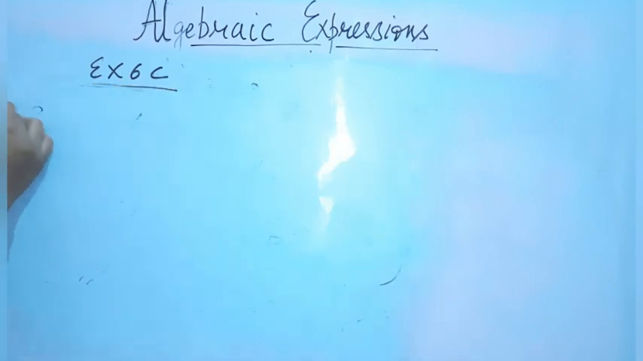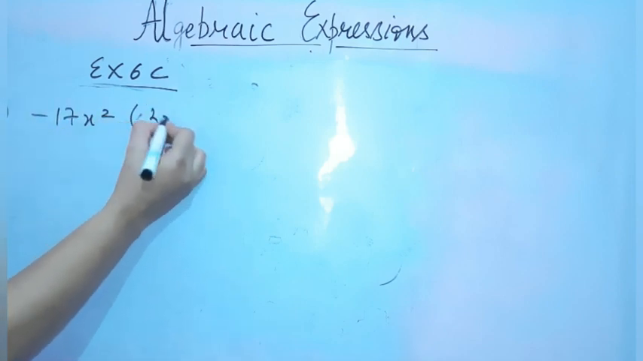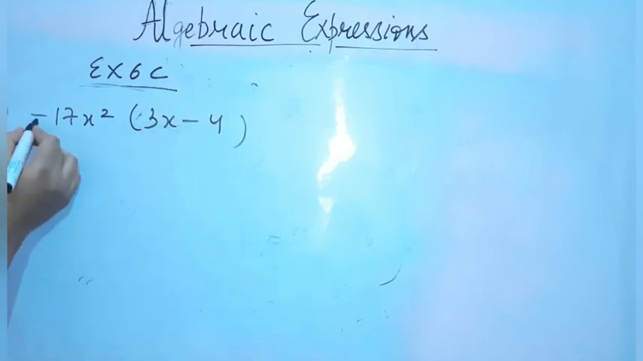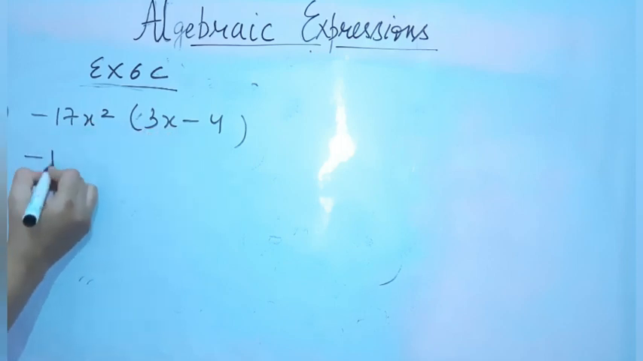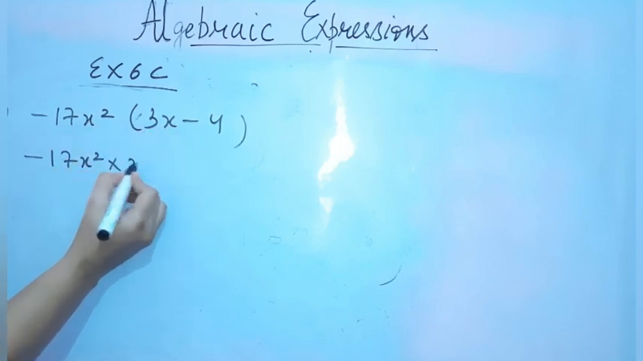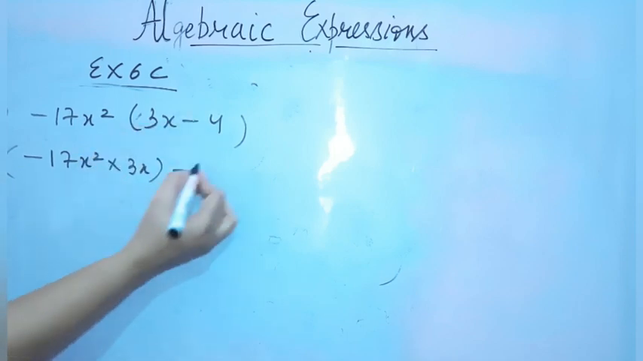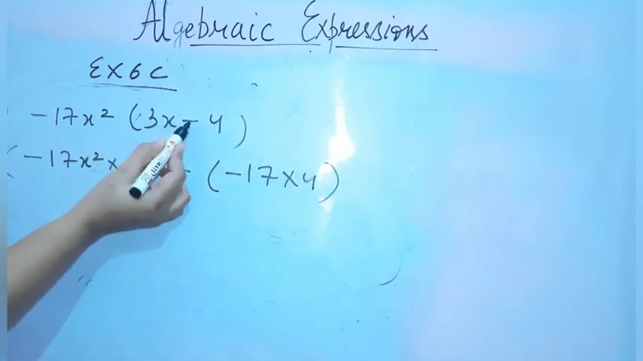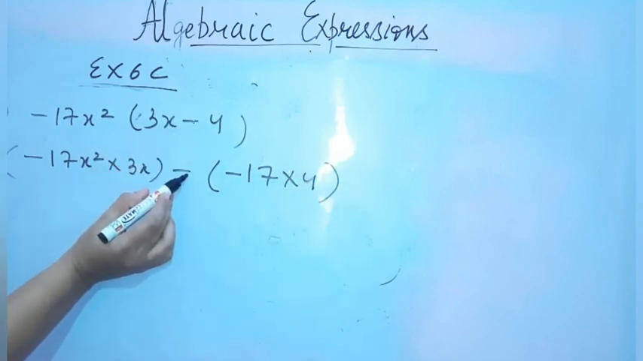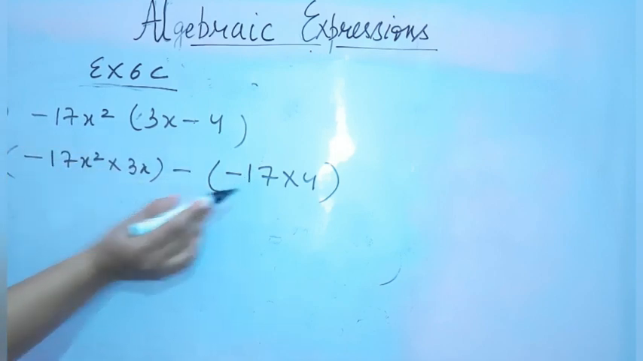So question number 8 is minus 17x square, within bracket it is 3x minus 4. So this is minus 17, so this minus 17 will be multiplied by 3x. Now again a symbol, negative symbol. Now minus 17 multiplied by 4. Since there was a negative symbol here, that is why I have written negative, and this was already negative, that is why I have taken this negative sign.